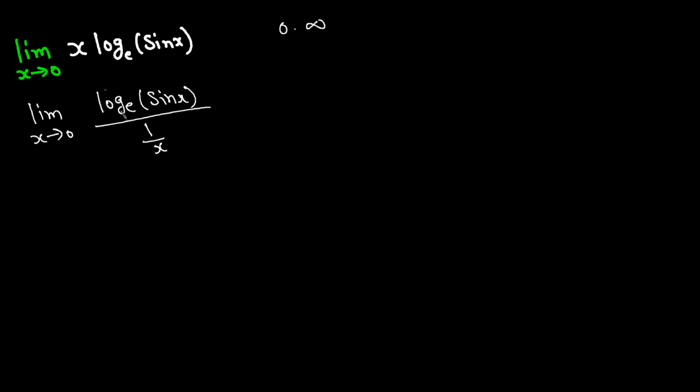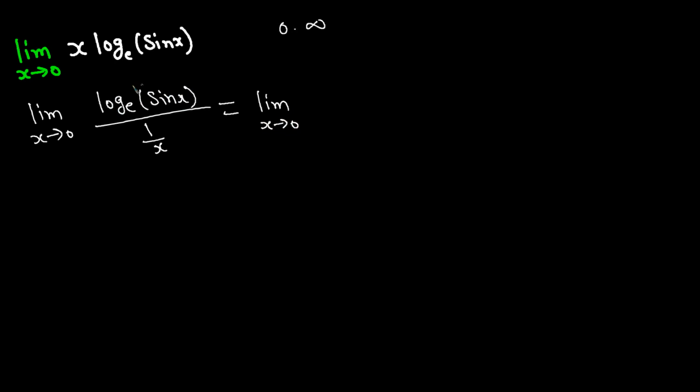So I'm going to bring this x to the denominator. Now if you plug in x = 0 over here, this gives me an infinity over infinity format. So I can use L'Hopital's rule over here. So what we need to do is find the derivative of the numerator and the denominator. So limit x approaches 0.